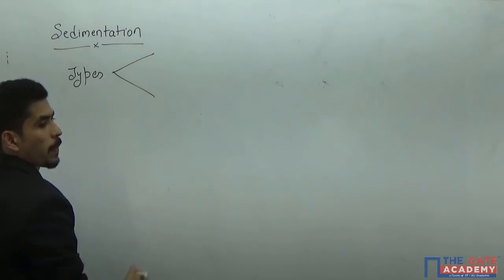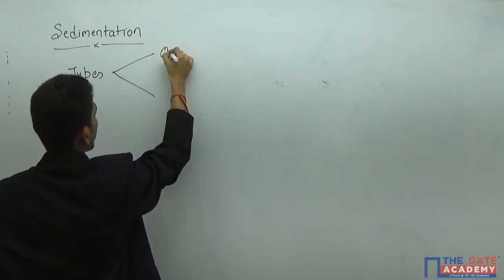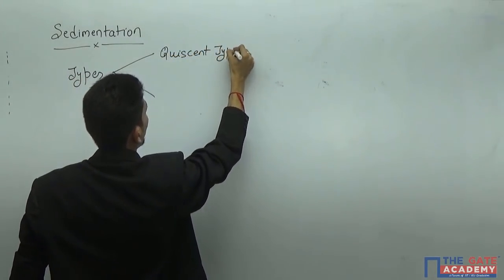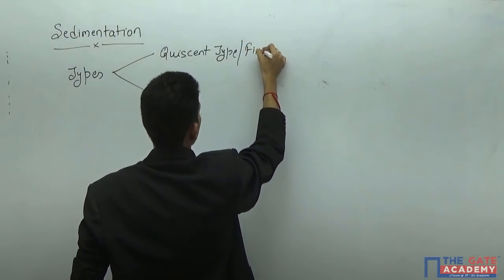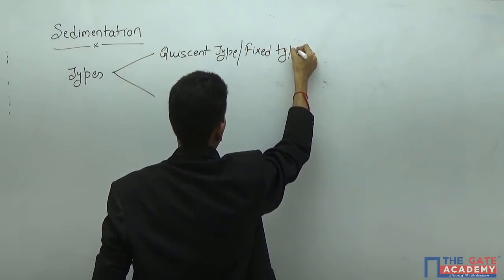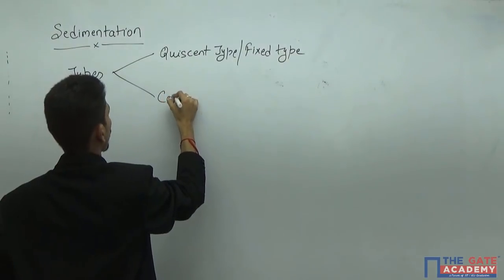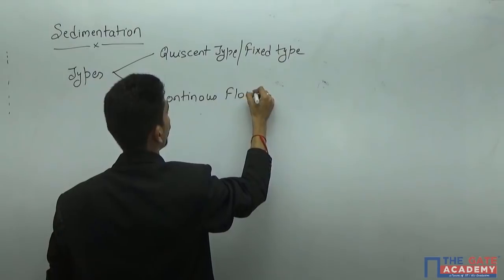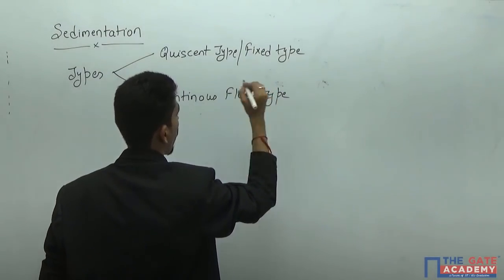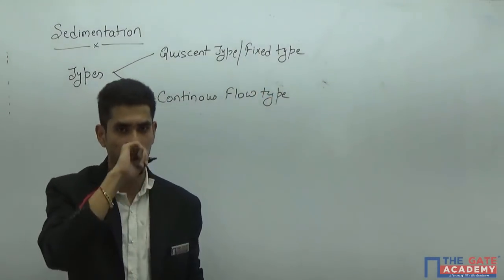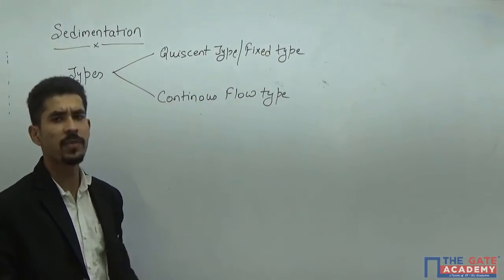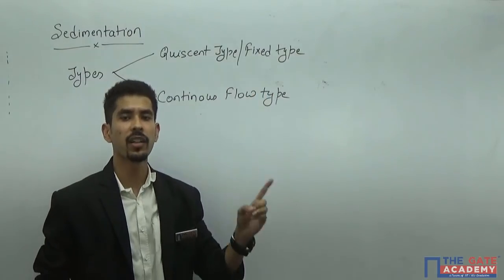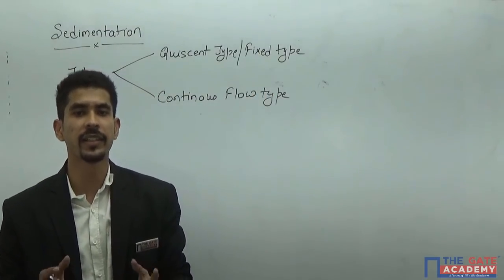There are two types. First is quiescent type or fixed type. Second one is continuous flow type. The difference between these two is, in the first case, water will not flow in the tank.